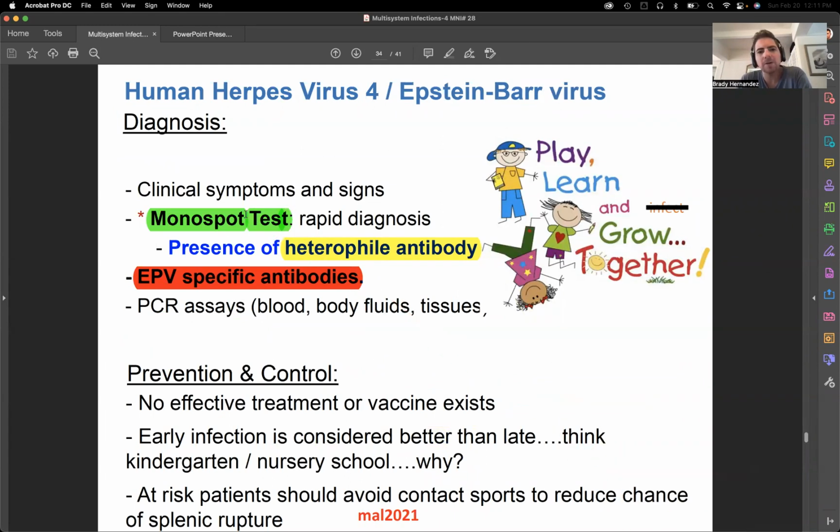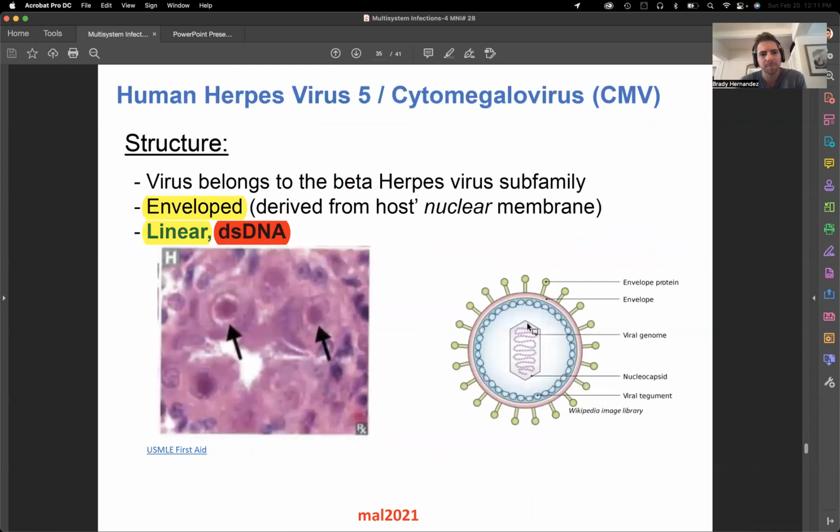All right, the monospot test is what you use. This is very high yield. You need to know that the presence of the heterophile antibody is what you're looking for in EBV. If it's a non-heterophile or heterophile negative antibody, it could be CMV mononucleosis. Okay, so it presents very similarly, except this test will come back negative.